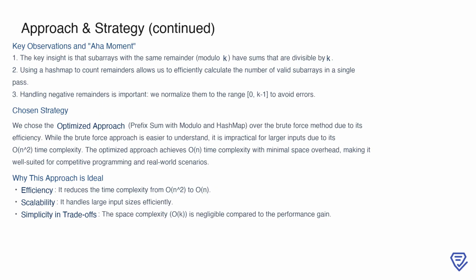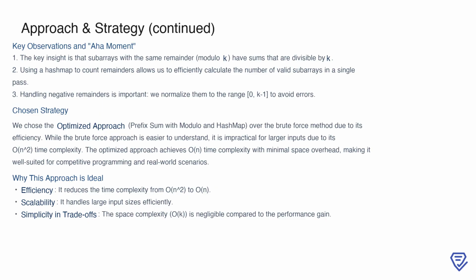The key insight that makes the optimized approach work lies in the relationship between subarray sums and remainders. If two prefix sums leave the same remainder when divided by k, the difference between those sums must be divisible by k. This observation allows us to use a hash map to efficiently track the count of remainders and identify valid subarrays in a single pass through the array. One important detail to handle carefully is negative remainders. When performing modulo operations, negative remainders can occur, so we normalize them into the range of 0 to k-1 to ensure consistency. With these observations, we chose the optimized approach over brute force.